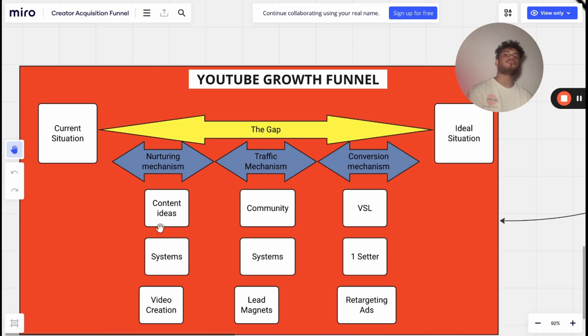Once you have built trust, then it's about the traffic mechanism. So all the attention you are getting on your content, you need to direct it somewhere so that people could actually move into your funnel and eventually buy your product or service. So, for that, there are traffic mechanisms like community, which we highly focus on, lead magnets, systems.